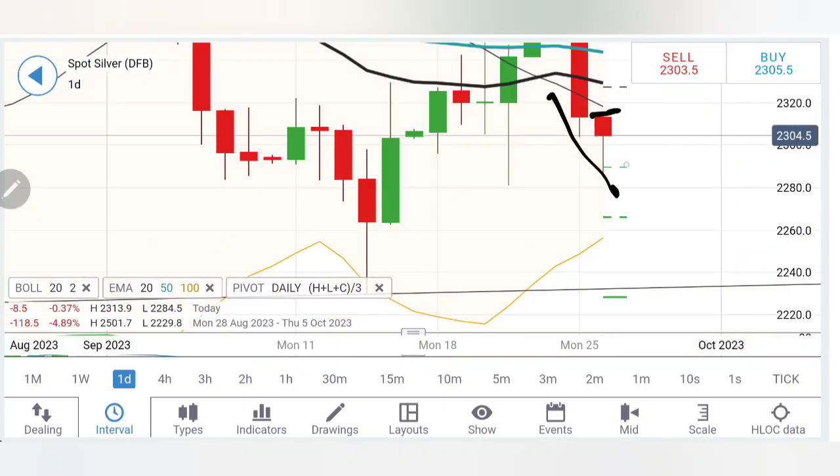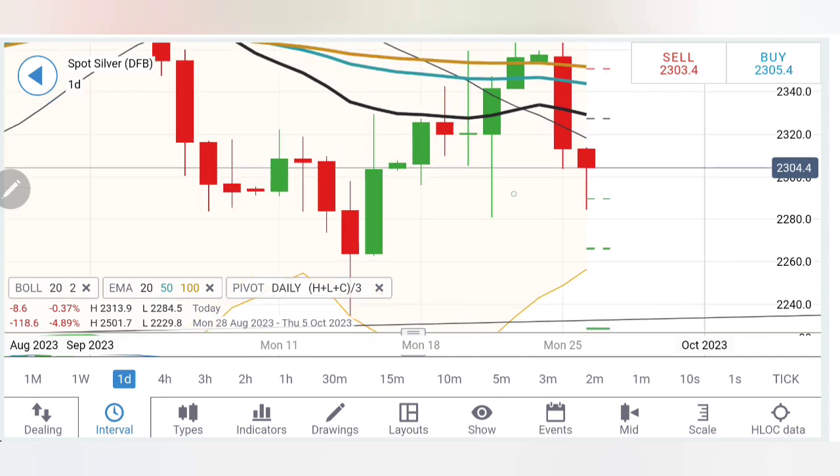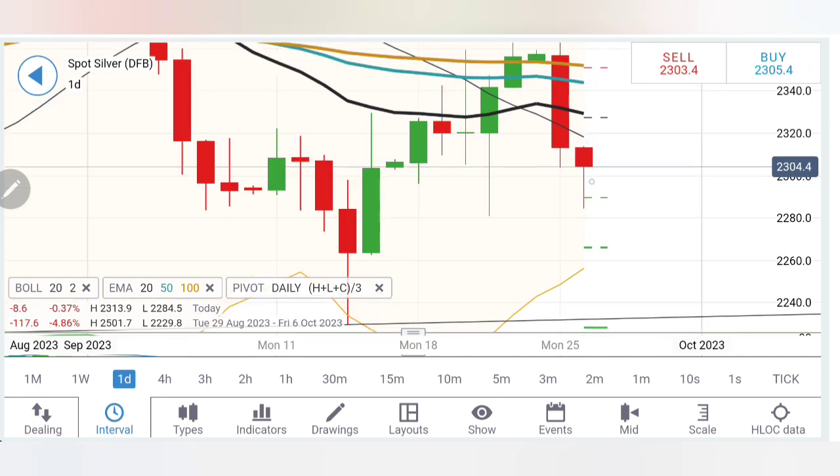Now look at the daily charts. Your candle started flat. Lower lows are achieved. The pivot levels are achieved here. It is trying to retrace. I will wait for the 2320, 2330 zone to be observed.